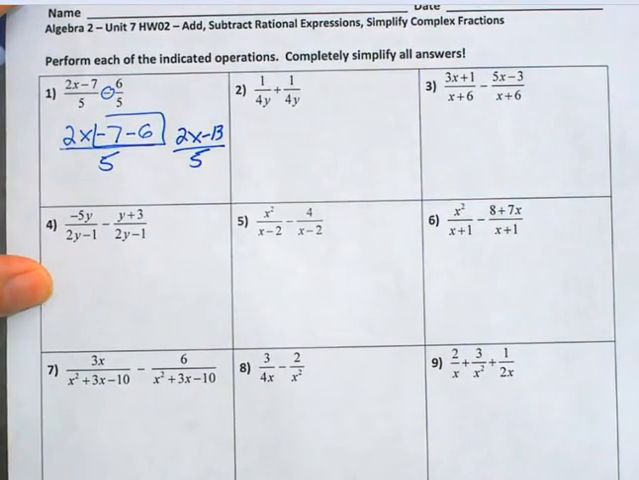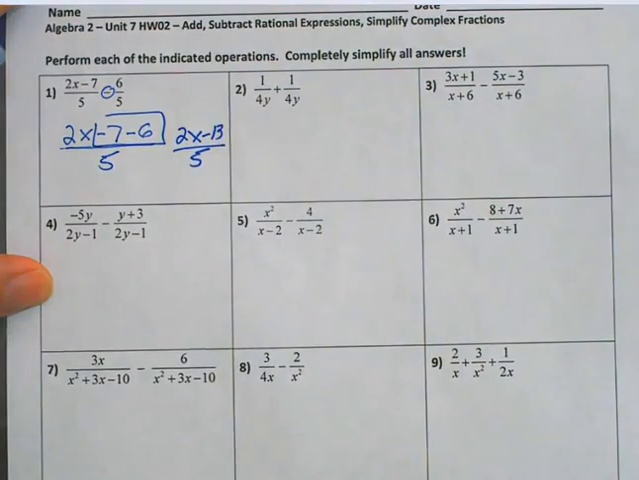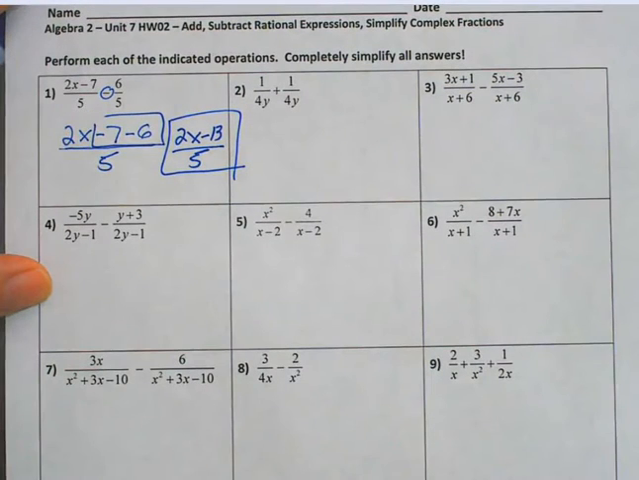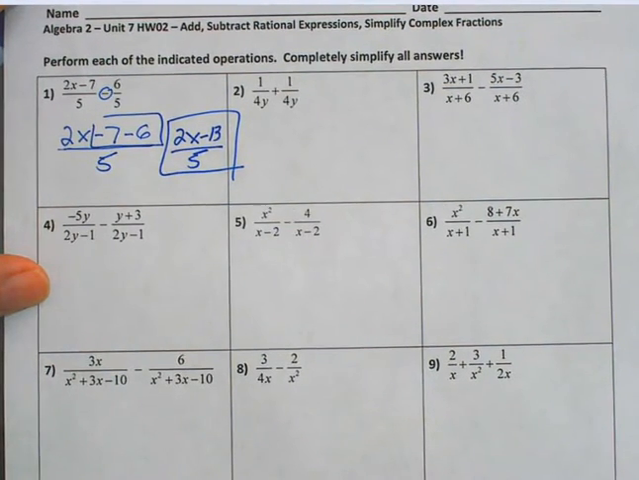Then you want to check to see if you can simplify. In this case, there's no GCF, there's nothing you can simplify further, so you are done. Okay? All right, I'll let you do the rest of those.